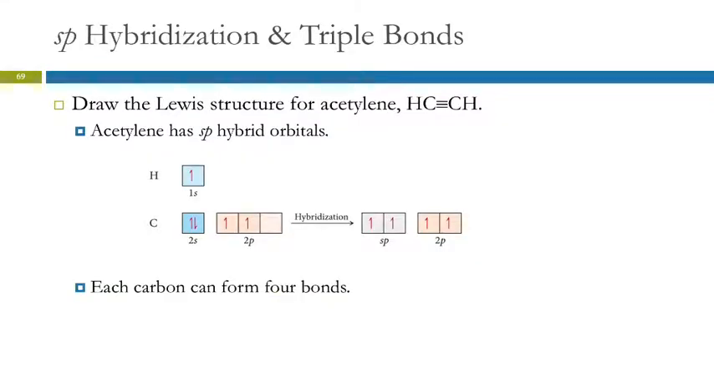So let's look at acetylene. It says draw the Lewis structure. Just kind of silly, but so there's the Lewis structure. It doesn't really look much different than that, does it? Acetylene has sp hybrid orbitals, and we'll learn in a few minutes about how you could predict that.